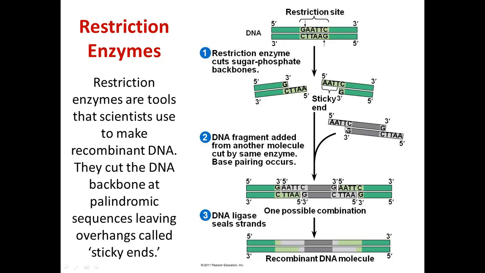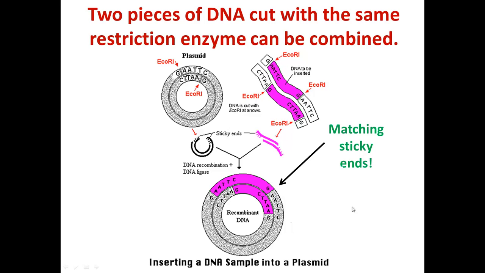So because of this property and because of these sticky ends, we can actually insert foreign pieces of DNA by cutting that DNA with the same restriction enzyme so that we have matching sticky ends. And this is a picture of this, so this is how we can make a recombinant plasmid.